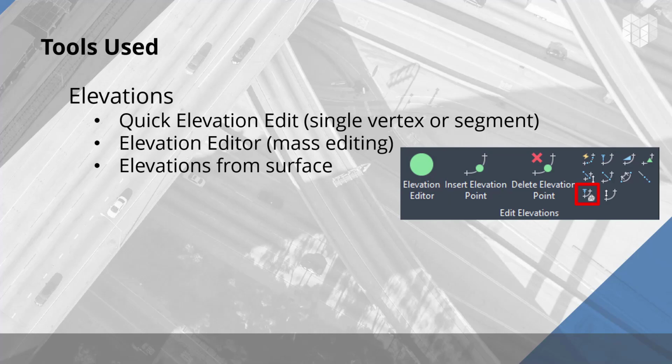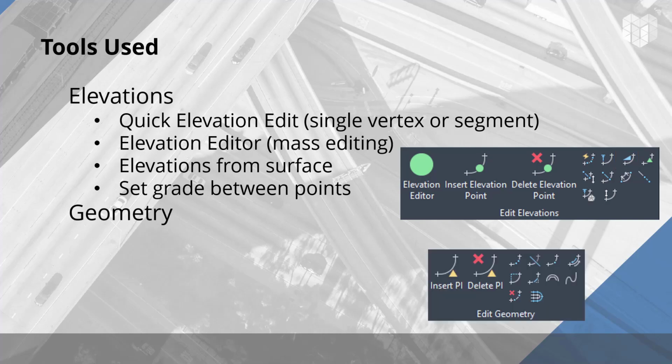Elevations from surface, this is a way where we can read elevations from a surface into the vertices of a feature line. And one other common one, set grade between points. We can pick 2 points on a feature line, and it'll set a constant grade between those 2 points, adjusting the elevations for the vertices on all the intermediate points.